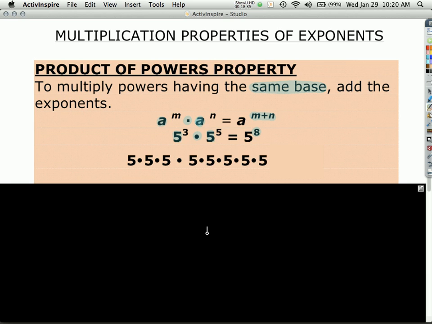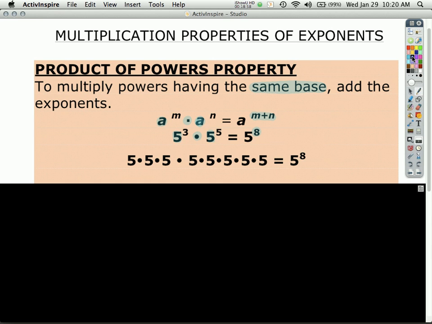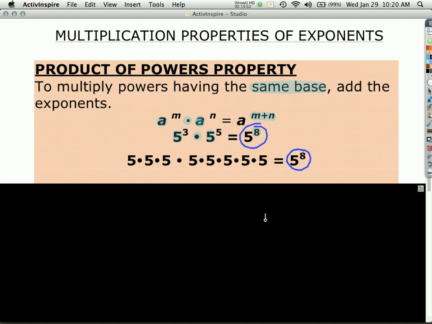What operation? Hezekiah? So now, if I asked you to rewrite this whole expression as a power, what would it be? True? 5 to the 8th. 5 to the 8th power. So this is the reason why it works, because this and this are the same.